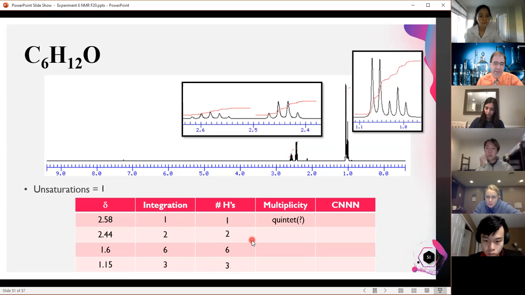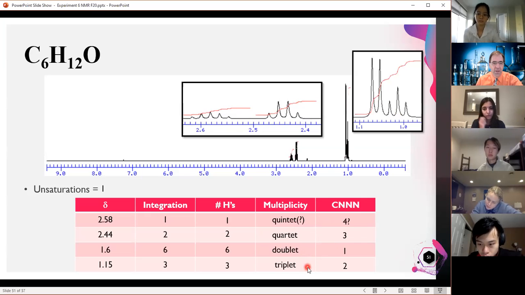Then I look at the multiplicity, and I look at this one, and it's 1, 2, 3, 4, 5. Anytime I have 5 or more, I'm a little dubious about it because those small peaks on the end sometimes can get lost. So I'm going to say it's a quintet, but I'm going to remind myself it's pretty small. We'll see if it's actually that. And then I have a quartet, and then I have a doublet, and then I have a triplet. And so then my chemically non-equivalent nearest neighbors, if it's a quintet, that'd be 4, and then 3, 1, and 2.